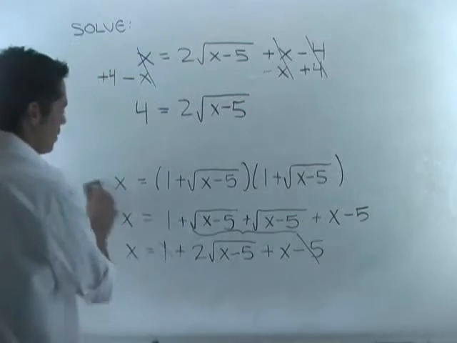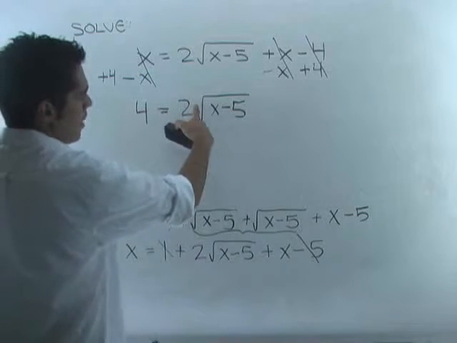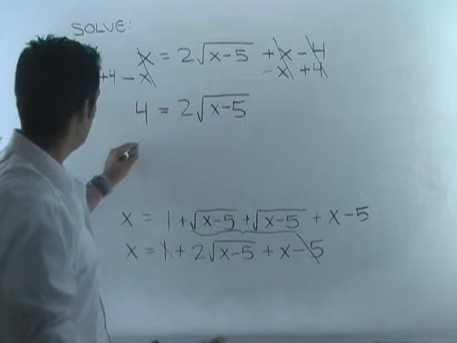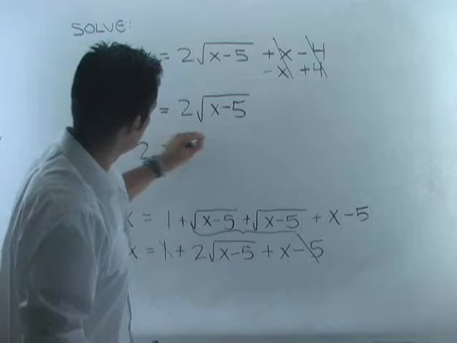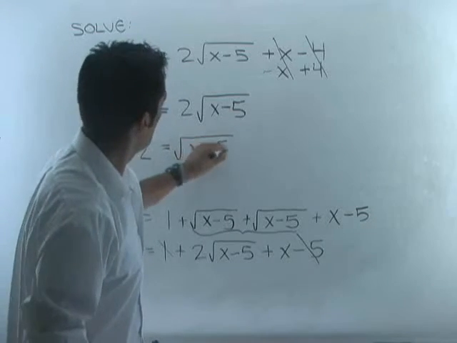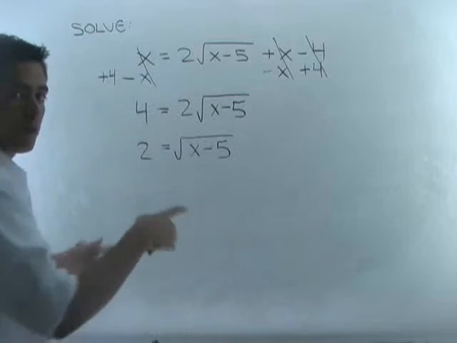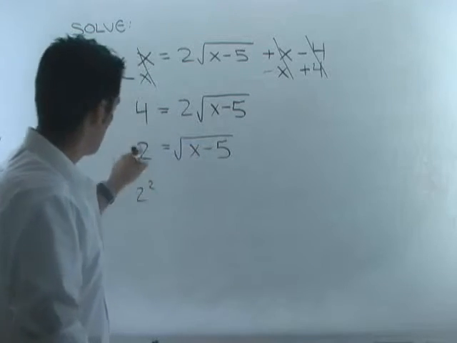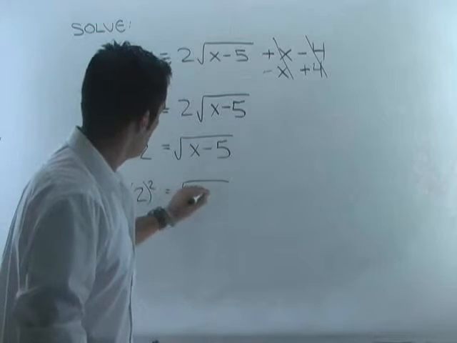Okay, we're getting close. Now what we want to do is get rid of this 2 that's being multiplied times the root. So we'll divide both sides by 2, not subtract, divide. So 4 divided by 2 is 2. The 2 will go away here. I'll just have square root of x minus 5. And now we get to do what? Get rid of the root, so we square both sides. So I square the left side, I square the right side.